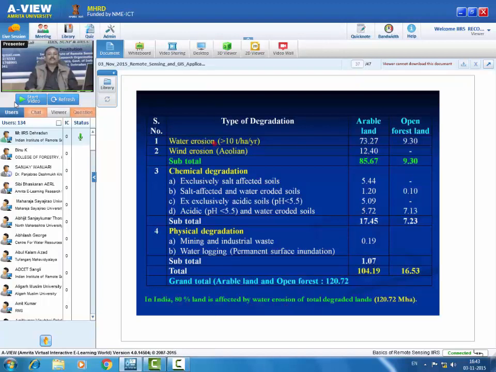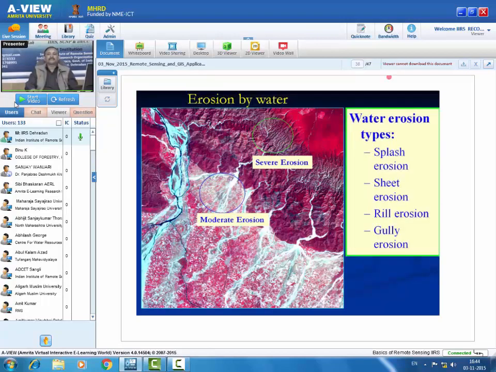So you can see that for water erosion, 73 million hectare is in agricultural land and 9 million hectare in open forest area, and you can see the different area statistics of the degraded lands. You can see the satellite data of how we can map the degraded lands. As I told you, water erosion is the main cause; 80% of the land is degraded because of water erosion. You can see the degradation.